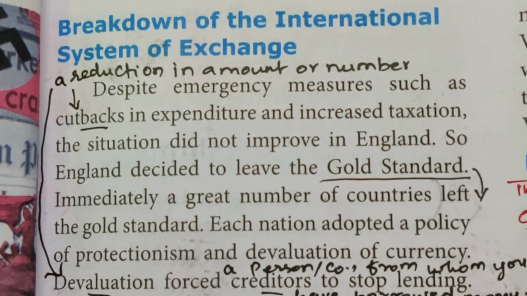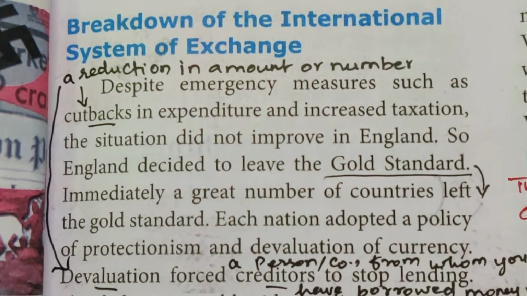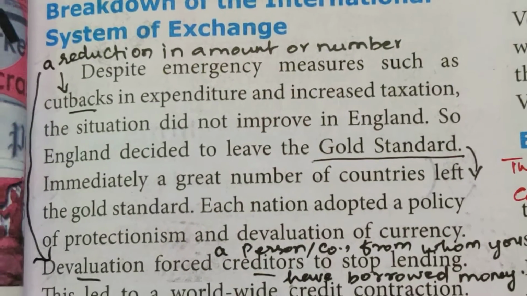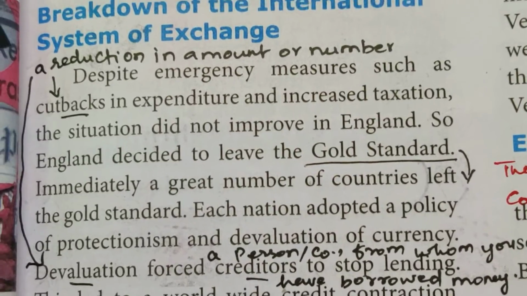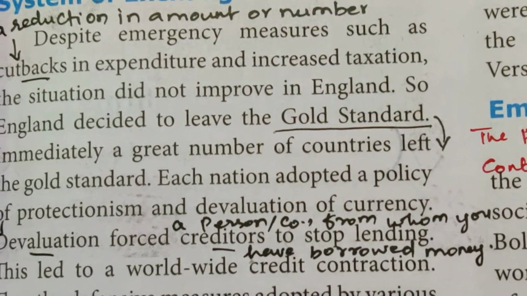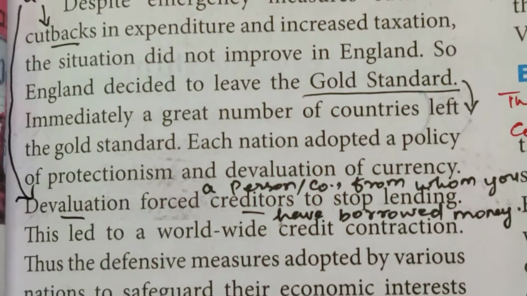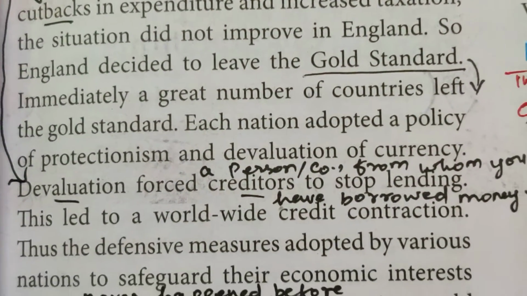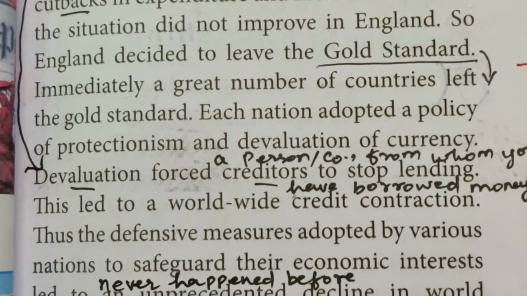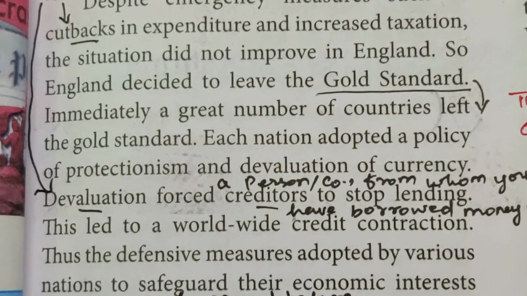Despite emergency measures such as cutbacks, that is a reduction in the amount or number of expenditure, and increased taxation, the situation did not improve in England. So England decided to leave the gold standard. What is the gold standard? It is a monetary system where a country's currency or paper money carries a value directly linked to gold. So immediately a great number of countries left the gold standard. Each nation adopted a policy of protectionism and devaluation of currency. Devaluation, the same, a reduction in amount or number.